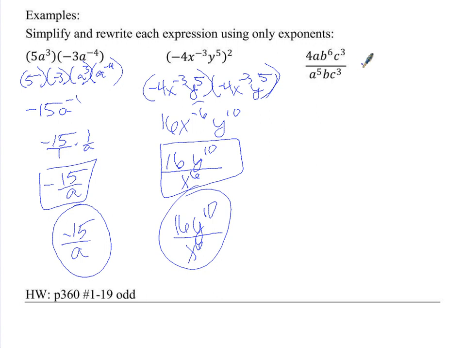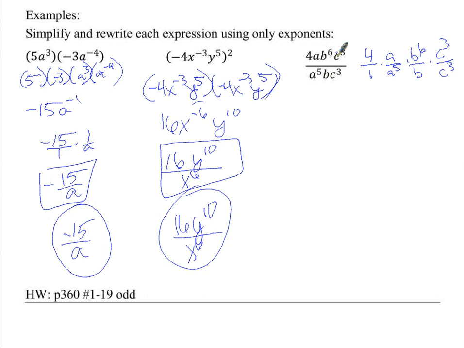For this last problem, I'm not raising powers to powers here, so that's nice. But what I do have is a bunch of like bases being divided. How do I divide like bases? I subtract the exponents. So what this actually says is 4 over 1 times a over a to the 5th times b to the 6th over b times c to the 3rd divided by c to the 3rd. Do you agree? If I multiply all this back out, I get the denominator. If I multiply all that back out, I get the numerator.